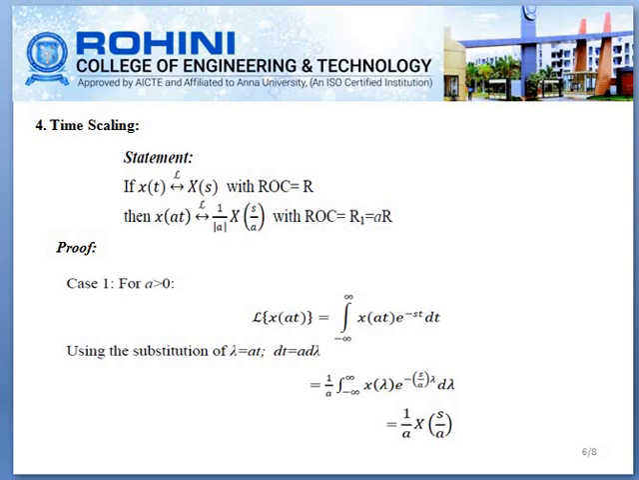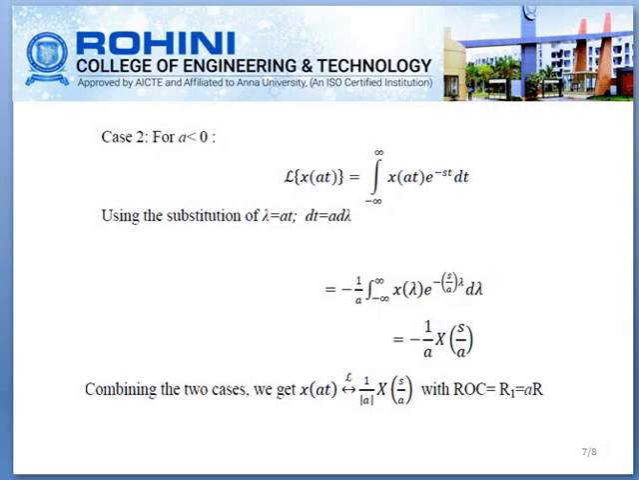Laplace transform of x of a t is integral minus infinity to infinity x of a t e power minus st into dt. Using substitution, lambda is equal to a t, dt equal to d lambda by a. So 1 by a integral minus infinity to infinity x of lambda e power minus s lambda by a into d lambda, that is equal to 1 by a X of s by a.